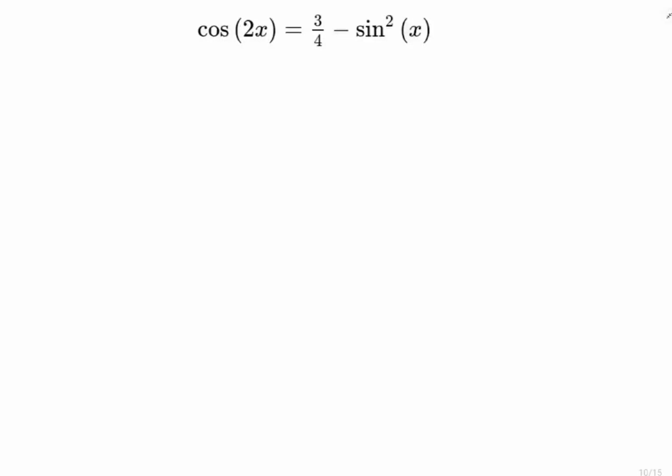So continuing with trigonometry under general solutions, here we would be asked to get the general solution of the given equation. So find the general solution, right? Okay, cool. Let me just erase this. So looking at this, we have, let me rewrite it, cos 2x is equal to 3 over 4 minus sine squared x.